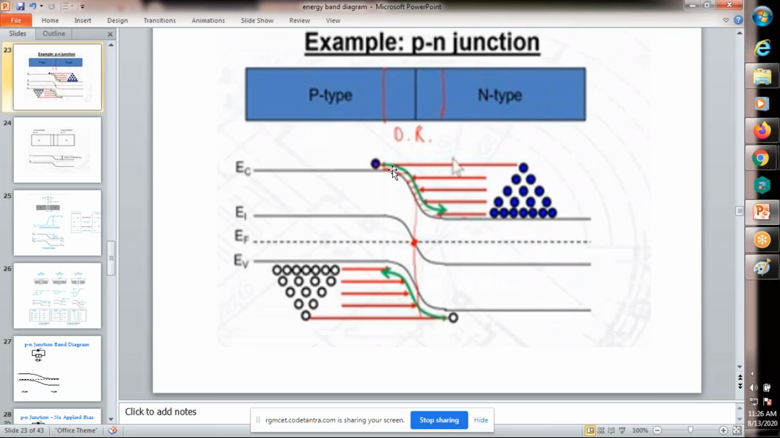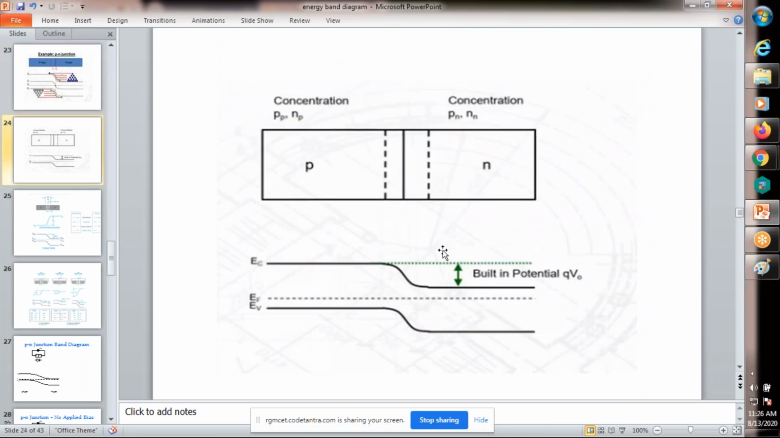This is the drift mechanism. Here, observe the green one is the drift mechanism, and the red one is the diffusion mechanism. Whenever the drift current is equal to the diffusion current, the net current is equal to 0. It is the equilibrium condition. The terminals are not connected to any voltage levels. At the depletion region, there exists some field. Due to this, there exists some voltage. That voltage is the built-in potential voltage.